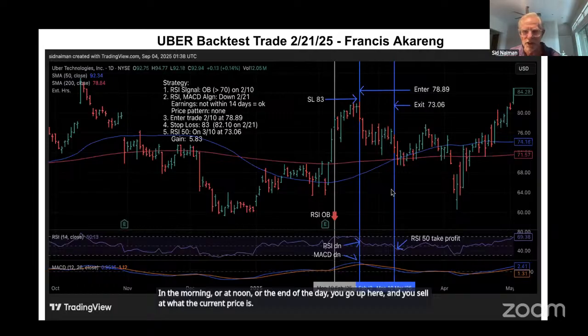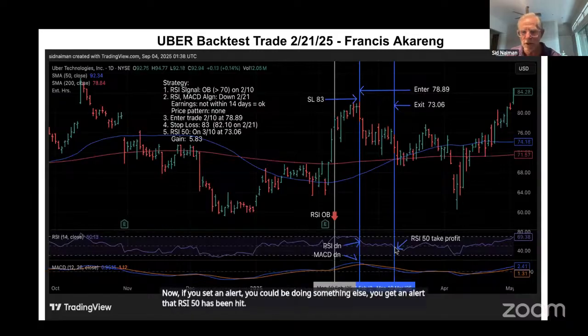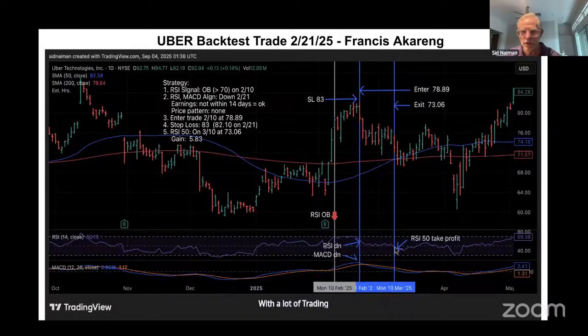Now, if you set an alert, you could be doing something else. You get an alert that RSI 50 has been hit. You can set that alert in TradingView. If you go into Cafe, Classroom, Tutorials, Jonathan has done an excellent job with a lot of TradingView tutorials to show you how to set the RSI 50. So once you get that alert, you go in, you sell, here's the price you sell.